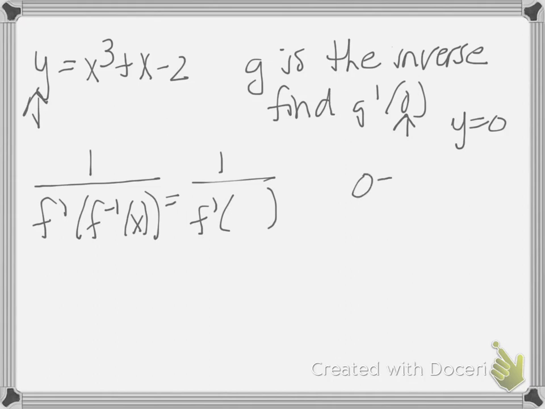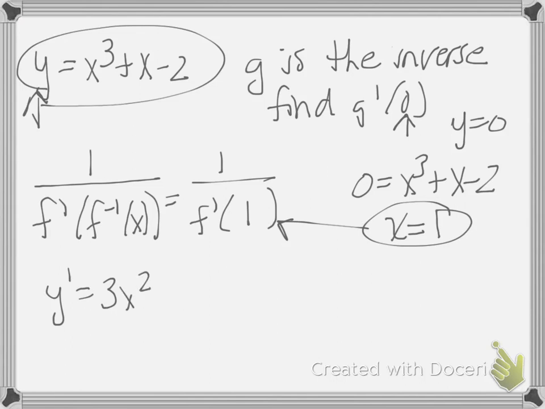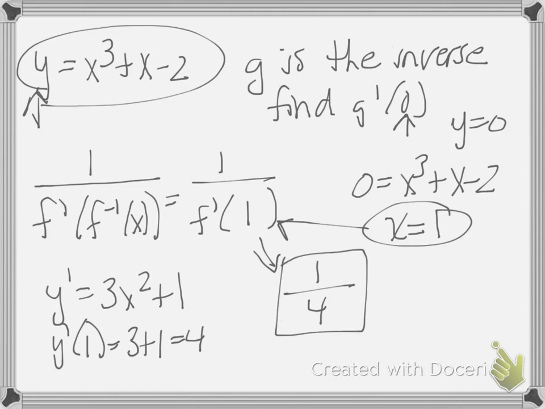So you're going to get 0 equals x cubed plus x minus 2. Now you need to find a number for x to make this true, and the only thing that's going to work is if x equals 1, because 1 plus 1 is 2, and 2 minus 2 is 0. So we're going to take this 1 and put it in here. We're looking for f prime of 1. Here's our f, so f prime is 3x squared plus 1. f prime of 1 is going to be 3 plus 1, which equals 4. So this becomes 1 over 4, and that was the answer.